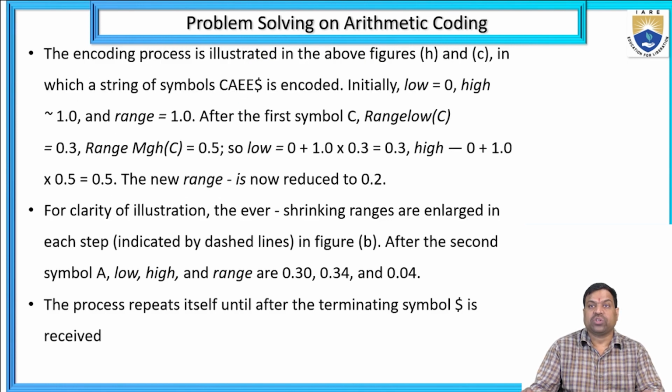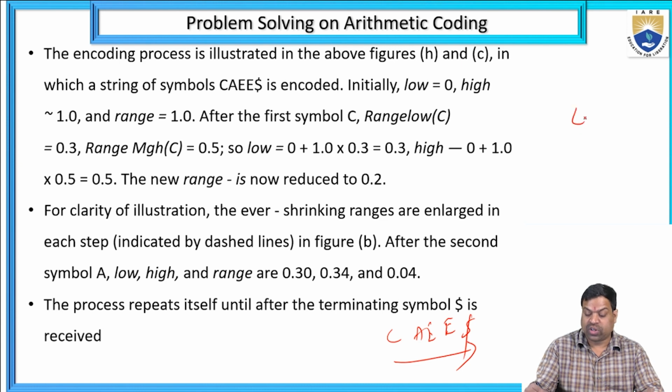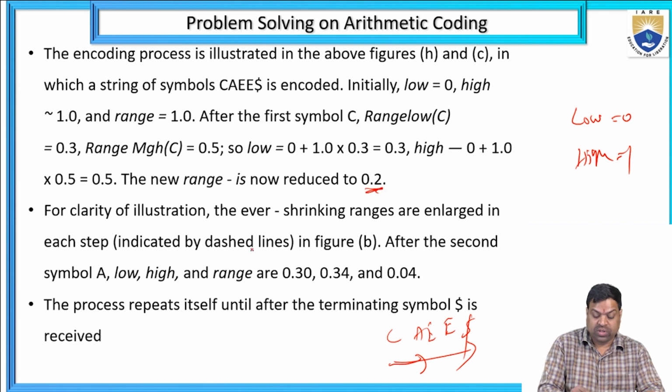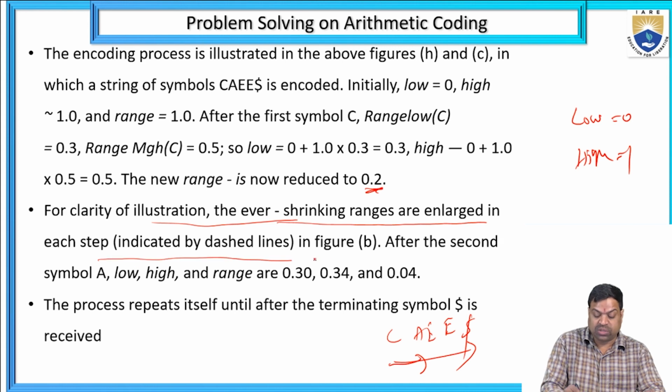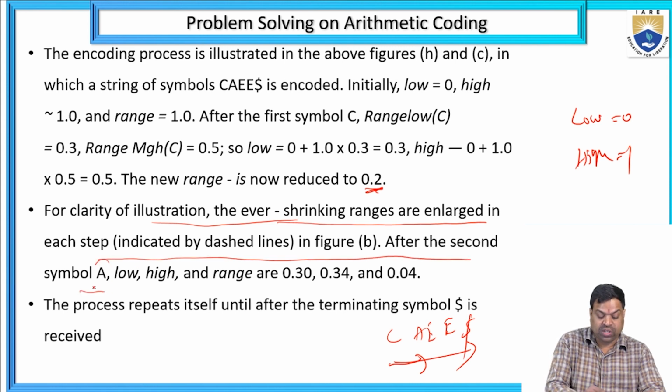But here the encoding process is illustrated in the above figure, in which the sorting is from CAE. First, the levels are CAE. For the first symbol C, low equals 0 and high equals 1. Already we know that low is always 0 and high is 1. After the first symbol, C, the range goes to A, 0.5 to 0.2. The figure also illustrates the range shrinking or enlarging at each step, after the second symbol A.